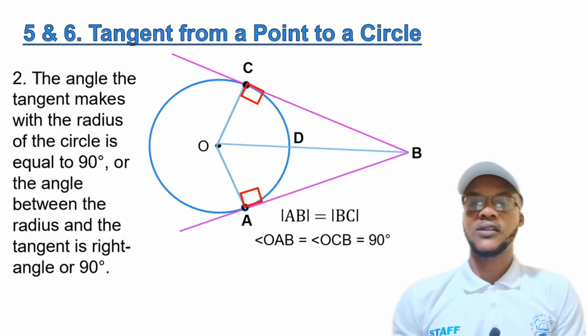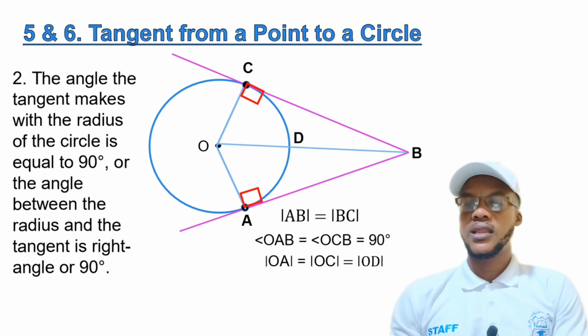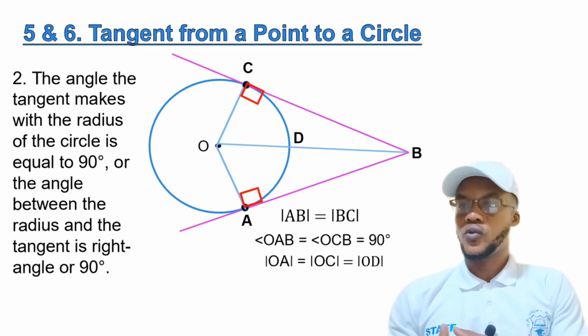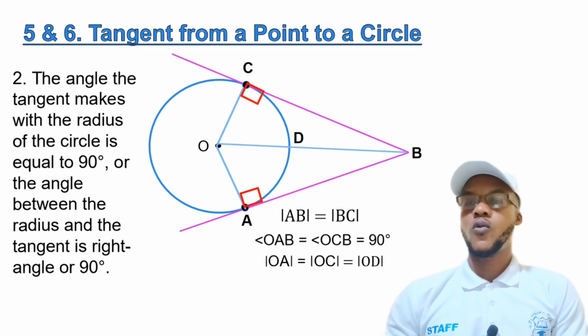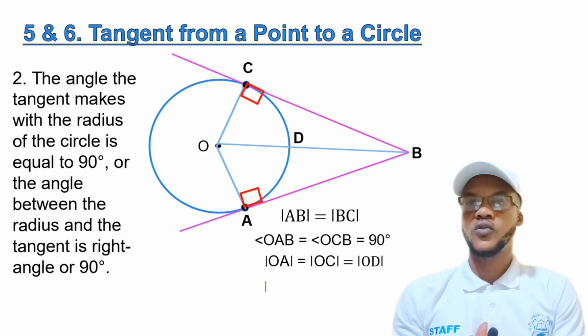So take note of that. Okay. And then we can draw a line from the center to B that also divides it. If that's the case, then we can see that the length of OA is equal to the length of OC, also equal to the length of what? OD. Yes, because they are all radius. So take note of that.